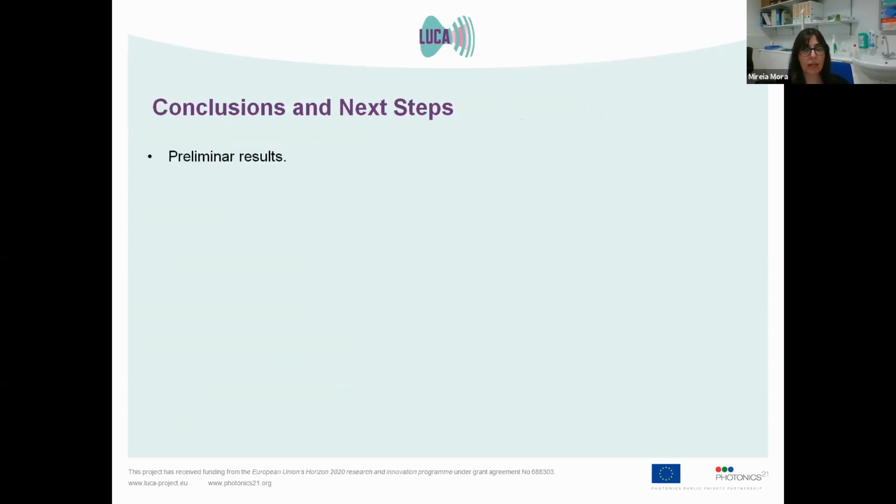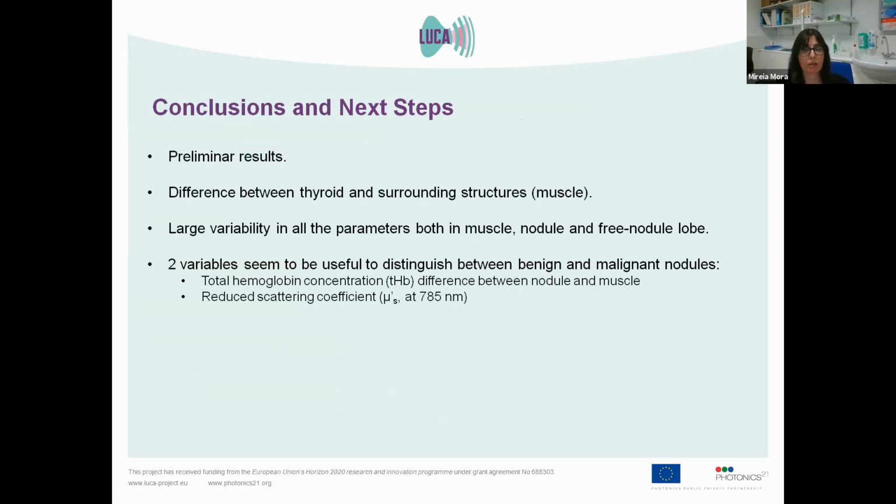So to conclude, I would say that these results are really preliminary. I think that we can differentiate between the thyroid and the surrounding structures with the data that we already have. And there's a large variability in all the parameters, both in thyroid, in the nodule, and also in the nodule-free lobe. But it seems that there are 2 variables that can be useful to distinguish between benign and malignant nodules: total hemoglobin concentration difference between nodule and muscle, and also the reduced scattering coefficient.